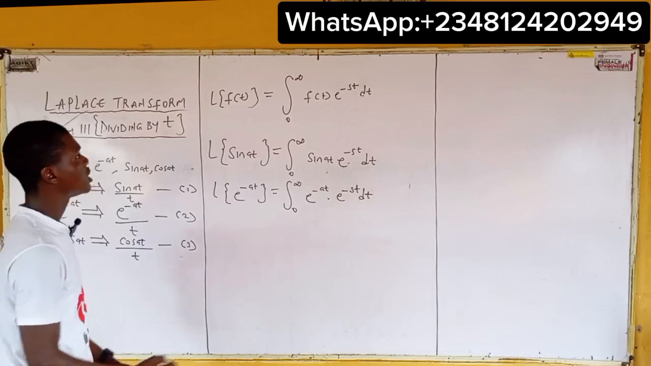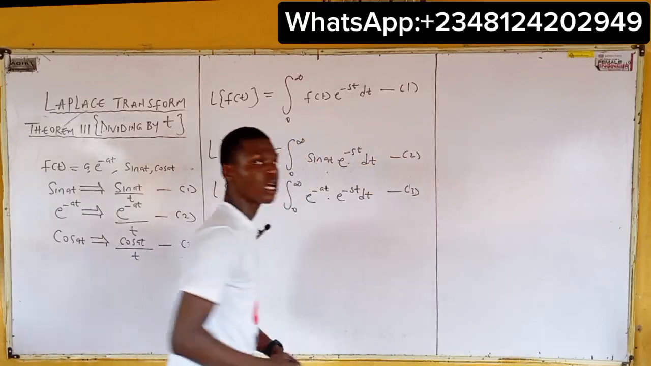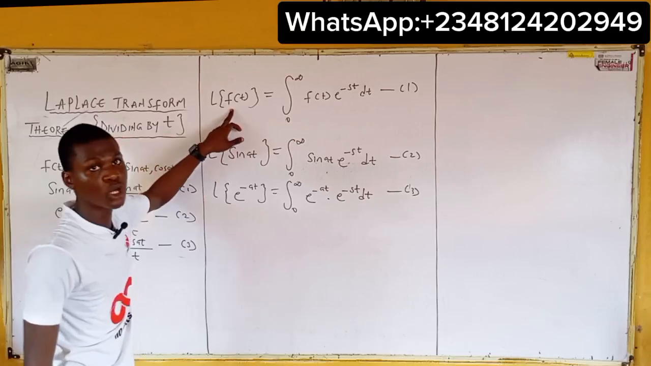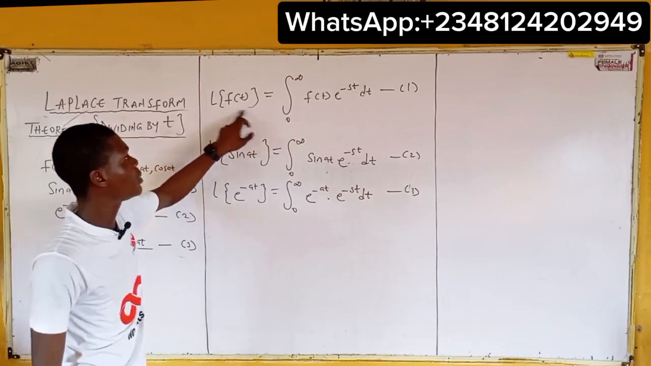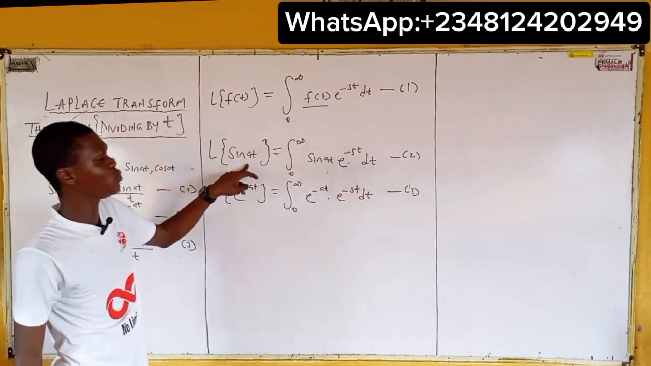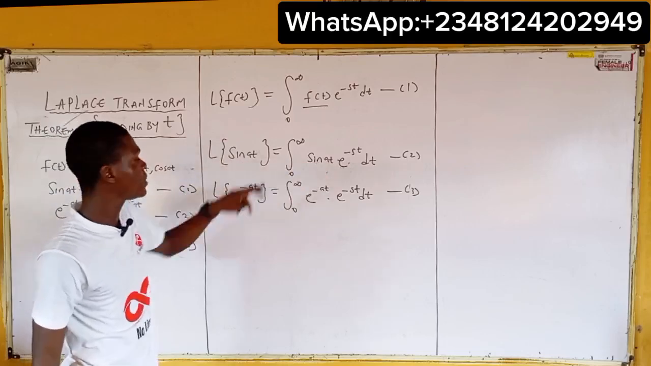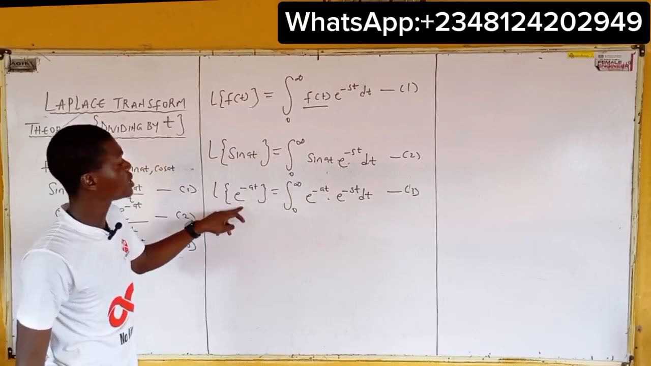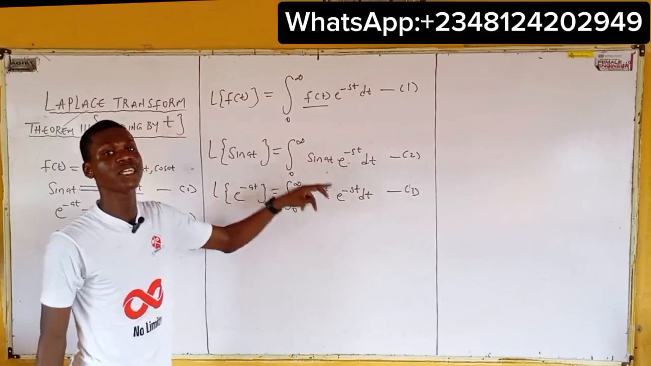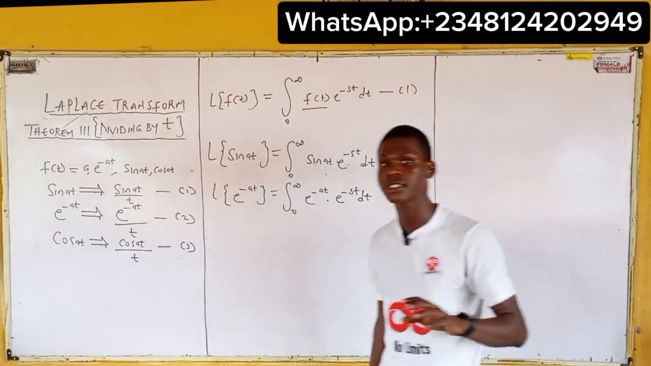Now observe the difference between case 1, case 2, and case 3. In case 1, what do we have here? This is f of t. In case 2, f of t is sine at, so anywhere we see f of t, we substitute sine at. Similarly in case 3, f of t is exponential negative at, so anywhere we see f of t, we substitute exponential negative at. We've done all of this previously in our last class on Laplace transform.